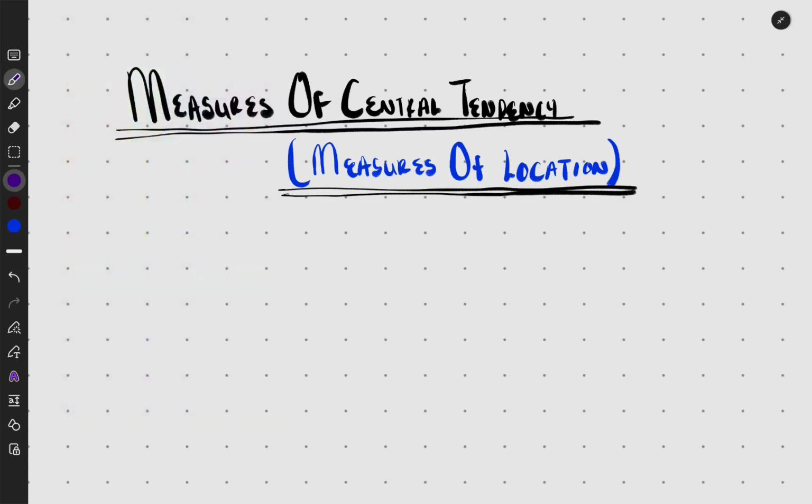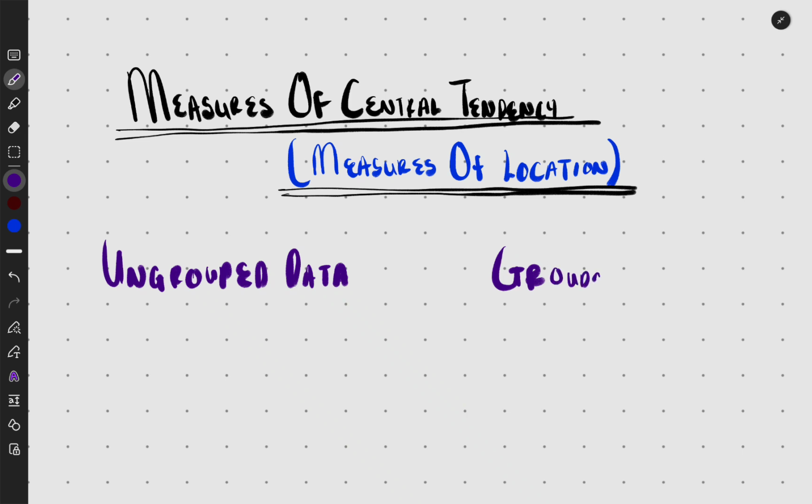Now here we are dealing with measures of central tendency, and we want to see them for ungrouped data and then for grouped data. So we're going to put it together. We want to see the summary. We want to see the 6, because there are 6 measures of central tendency. Measures of central tendency are also called measures of location.